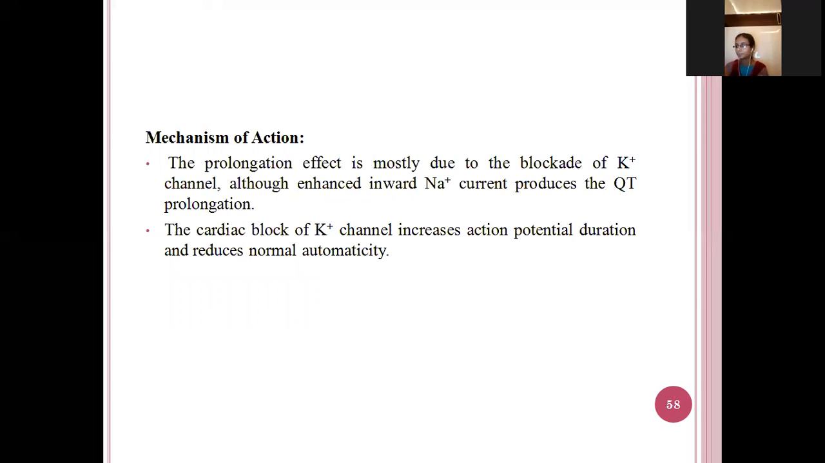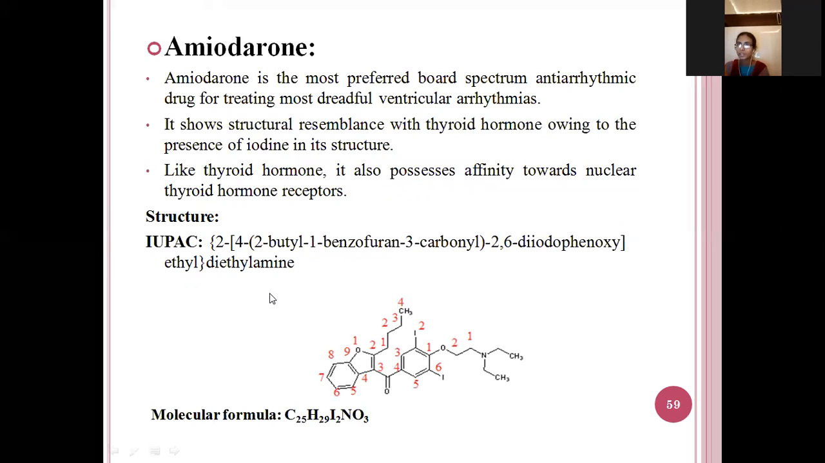So the first drug here is amiodarone. It is the most preferable broad spectrum anti-arrhythmic drug. It is mainly used for treating ventricular arrhythmias. It also shows structural resemblance with thyroid hormone, due to the presence of iodine in the structure. So like thyroid hormone, it also possesses affinity towards the nuclear thyroid hormone receptor.